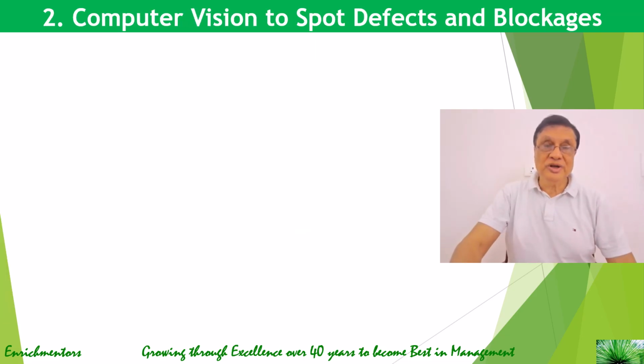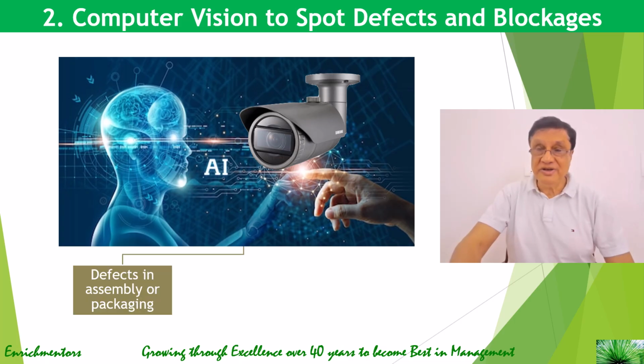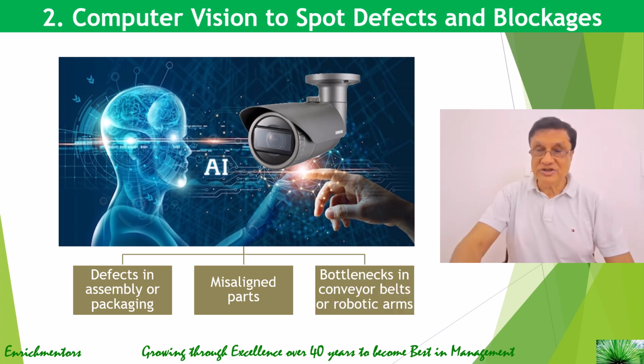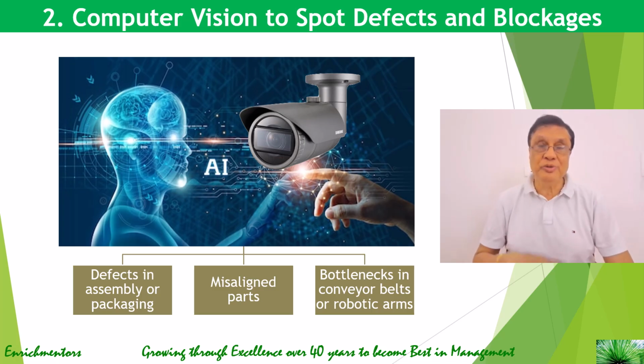Then you can also use computer vision to spot defects and blockages. You can use cameras and AI models to identify defects in assembly or packaging, misaligned parts, or bottlenecks in conveyor belts or robotic arms. A good example is an AI model that spots that 5% of the parts are being misaligned due to a faulty robotic gripper, causing downstream jams.